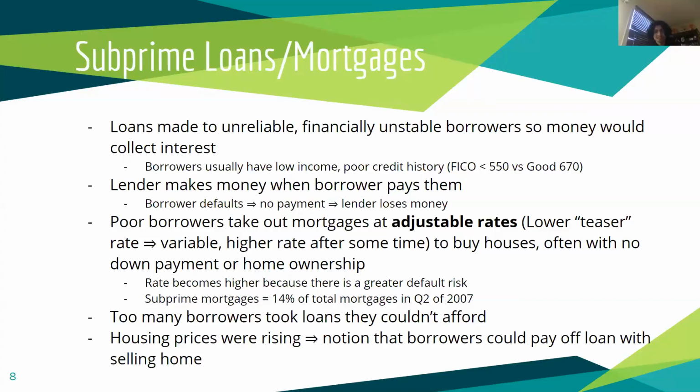All right, so now let's get into the meat of it. Subprime loans and mortgages. Subprime, as the name implies, are loans made to unreliable, financially unstable borrowers so that the money would collect interest and lenders would make a lot of money off it. These borrowers usually have low income or no income in some cases, as we'll see in a second, and have very poor credit history with FICOs below 550. FICO, by the way, is like a credit score, and good is considered 670. So you can imagine 550 is pretty poor.